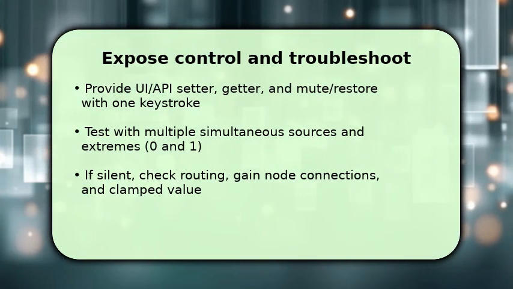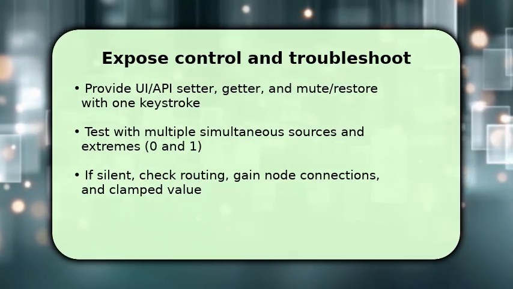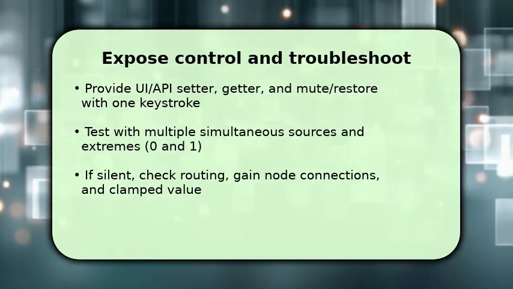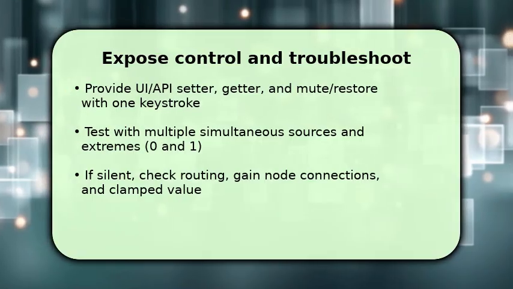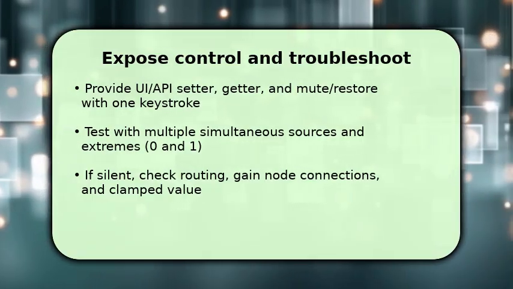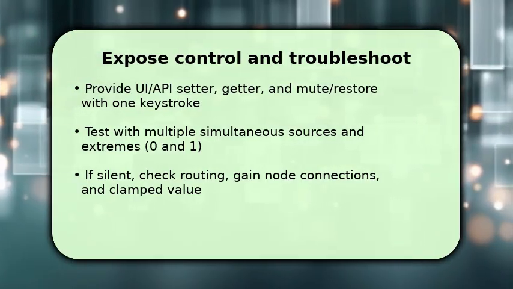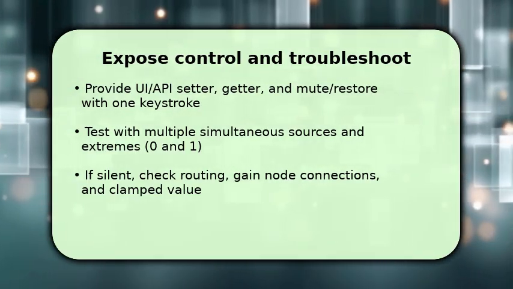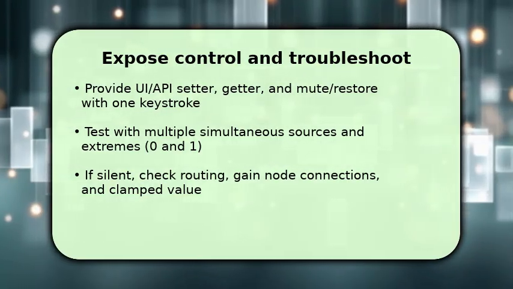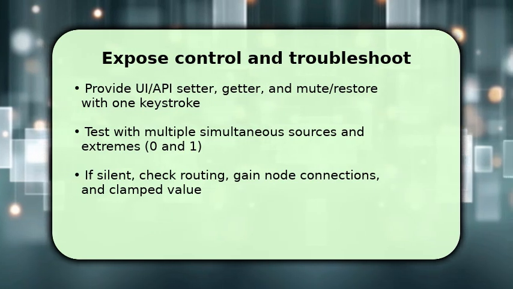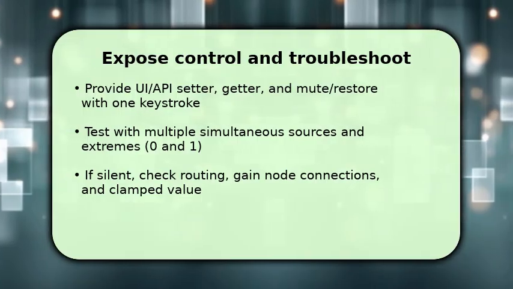Finally, expose that master parameter via a UI slider, hotkey, or API endpoint so you can set, read, mute, or restore volume from one place. Once the interface is active, test with several concurrent sources and add extreme settings to validate behavior. If you encounter silence, make sure each source is connected into the master node and that the master isn't set to 0 or disconnected. Also verify smoothing isn't stuck. One key troubleshooting tip: inspect the audio graph to confirm every output path funnels through the master.